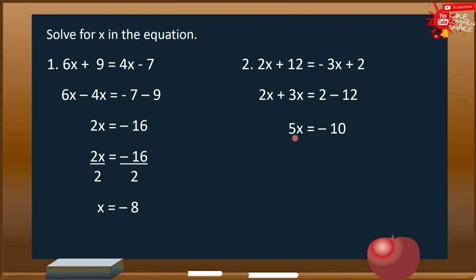Now, we have to divide both sides of the equation by the numerical coefficient of x, which is 5. So, divide both sides by 5. What is 5x divided by 5? It is equal to x. Then, copy the equal symbol. Then, negative 10 divided by 5 is equal to negative 2. So, we have now x equals negative 2.